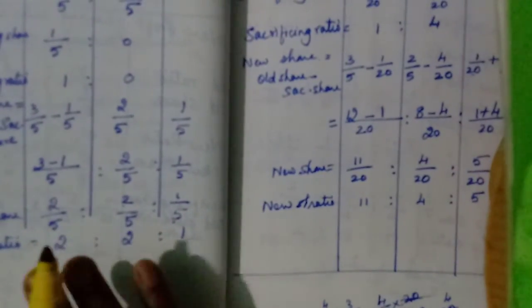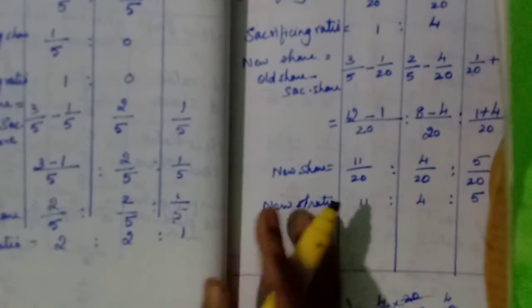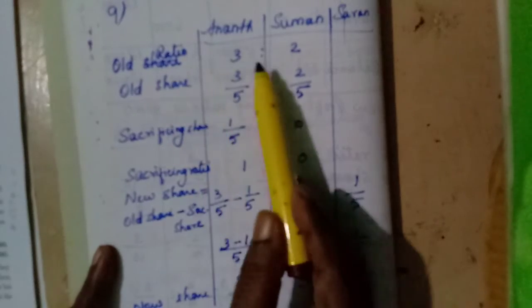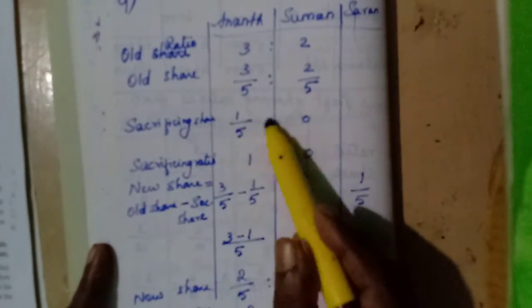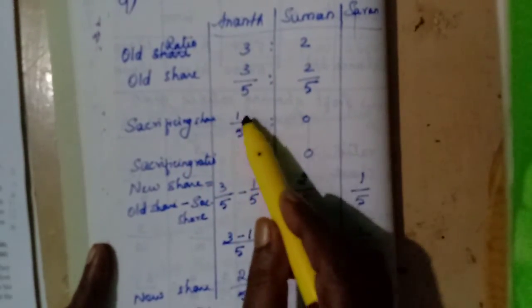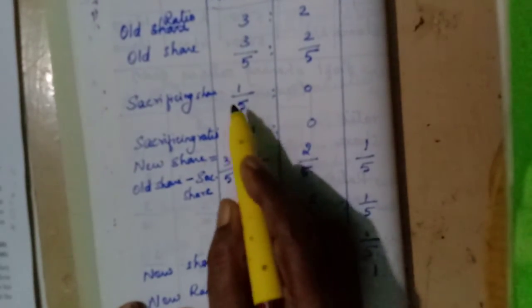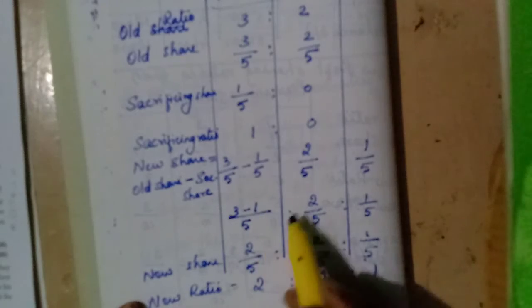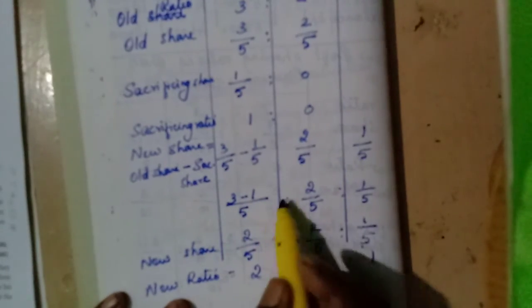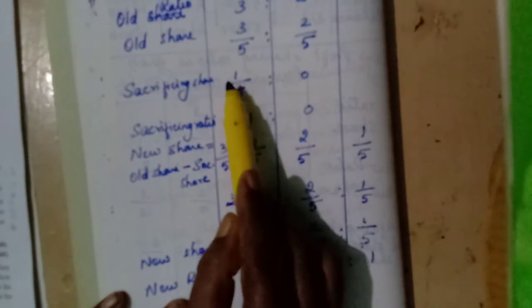New profit sharing ratio is not given, but sacrificing share is given. Old ratio given, old share, sacrificing share. Only one partner is sacrificing, so we need to deduct that from the old partner's share. The other partner's share remains the same. What he is sacrificing only, the new partner is getting. Very easy one.